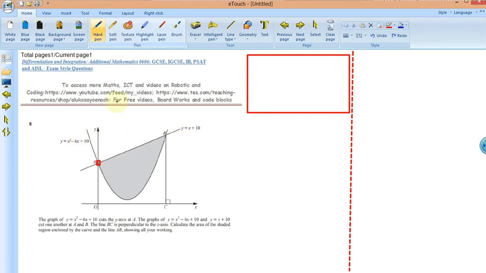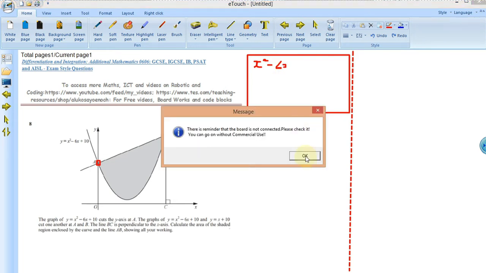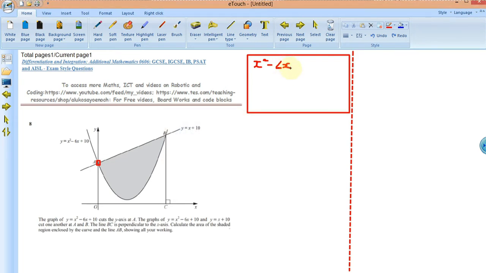So by implication, to find the coordinate of A here, just go ahead and do the parabola, that is x squared minus 6x plus 10. I think I just need to write that very well. Equals the equation of the line, that is x plus 10. So that is at point A.